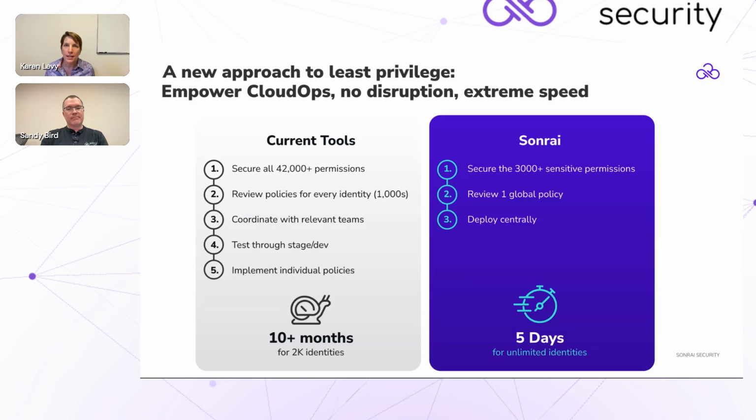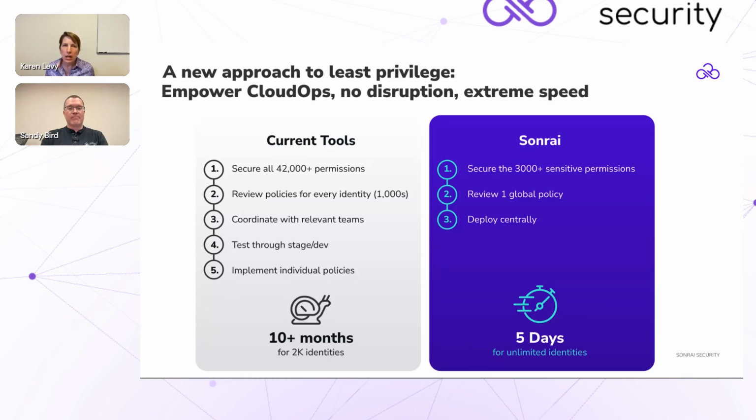That's why we decided to tackle this problem with the Cloud Permissions Firewall. We focus on the 3,000 sensitive permissions. We have huge experience in understanding permissions and what they can do in the cloud. We've identified 3,000 across the public cloud providers that are sensitive, so they can do damage to your cloud. We map them to the MITRE ATT&CK framework. We have a ton of content on this if you're interested in learning more. We take those and then we create least privilege policies with one global policy deployed centrally.